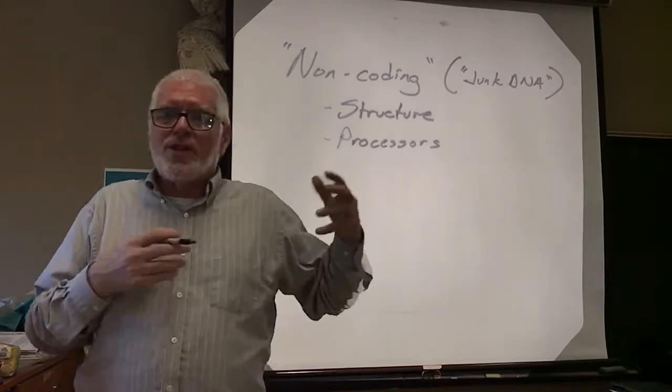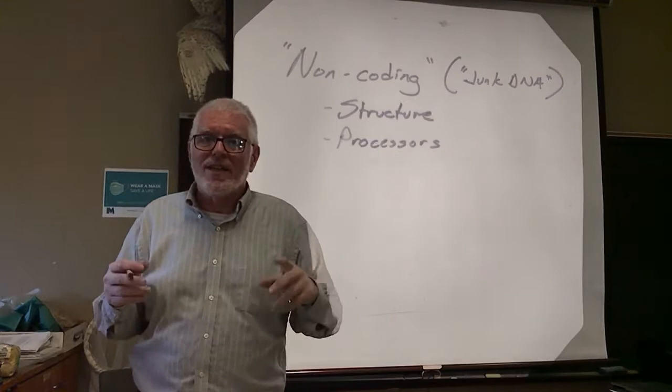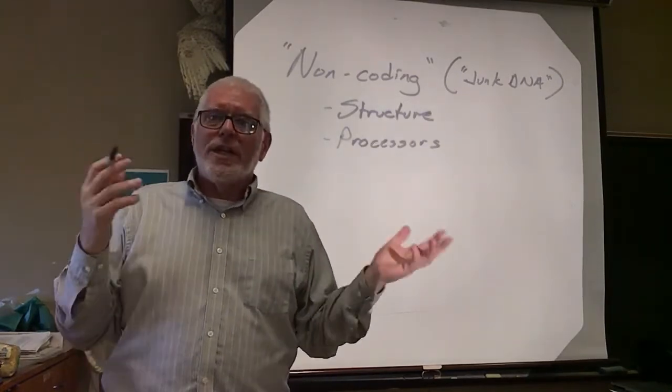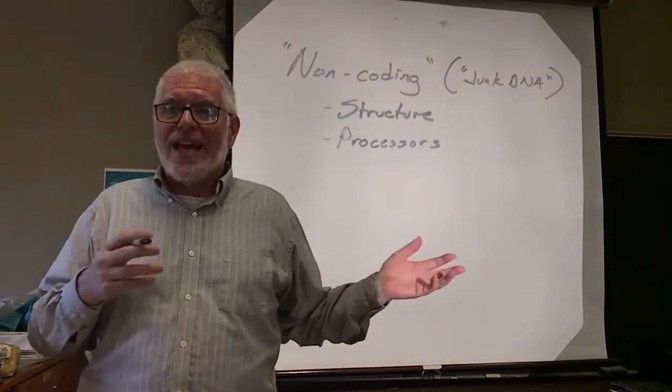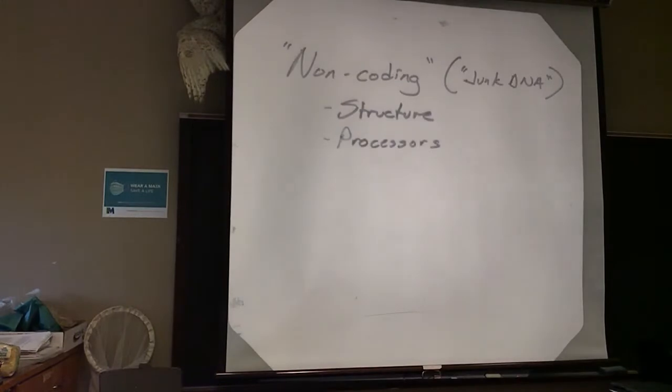Through our lifetimes, we turn on certain abilities and turn off other abilities by activating and deactivating the genes. So we've got a lot of processors that allow us to control which genes we're using or not using at any given moment. And that turns out to be a pretty important part of the DNA.